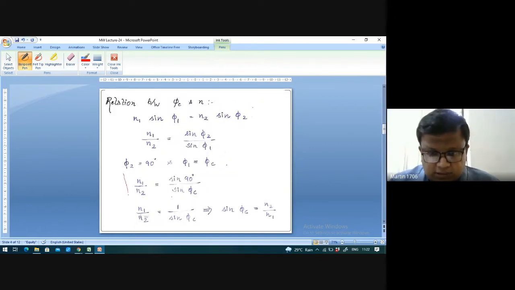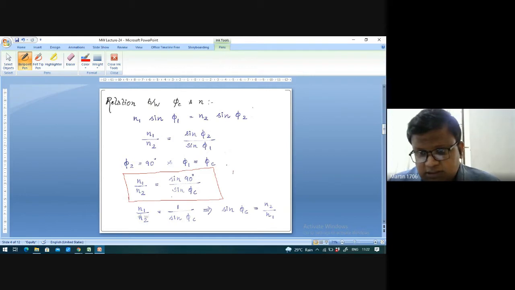Actually, this particular equation is nothing but Snell's law. You may have heard about Snell's law. No need of the full derivation, just the formula. Snell's law, S-N-E-L-L-S.